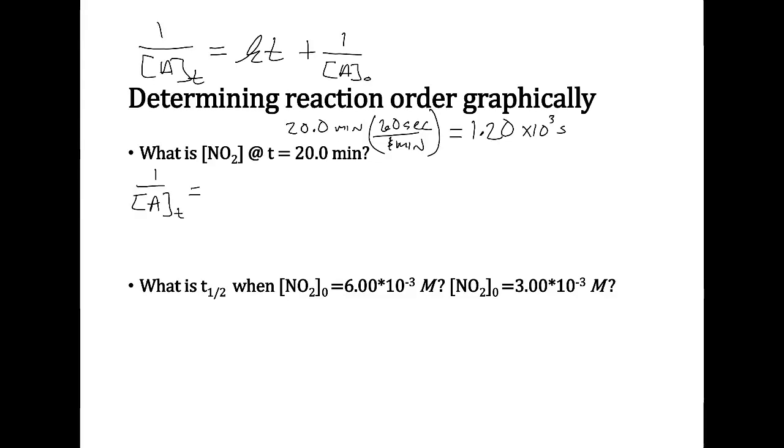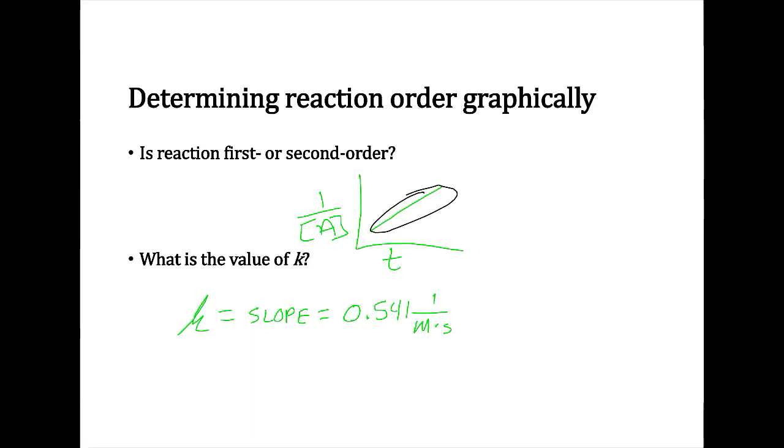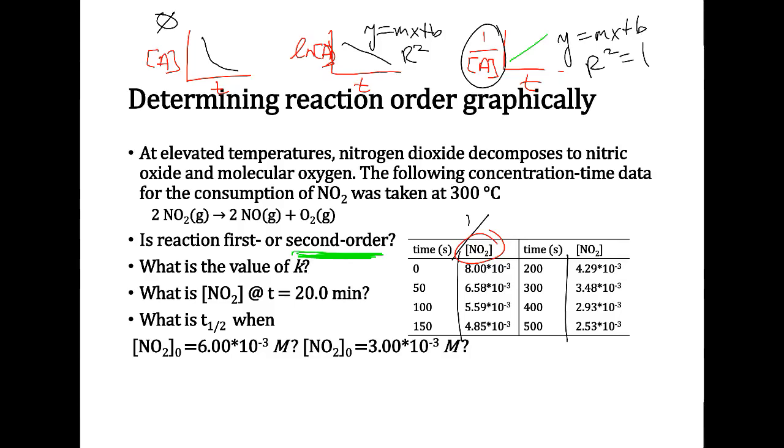So you'll plug it in. For k, the slope should have given you a value of 0.541 per molarity per second, times your time. And then that will be plus 1 over the initial concentration. And the initial concentration is the concentration at time 0. So we're going to plug in this value right here, the 8 times 10 to the negative third.